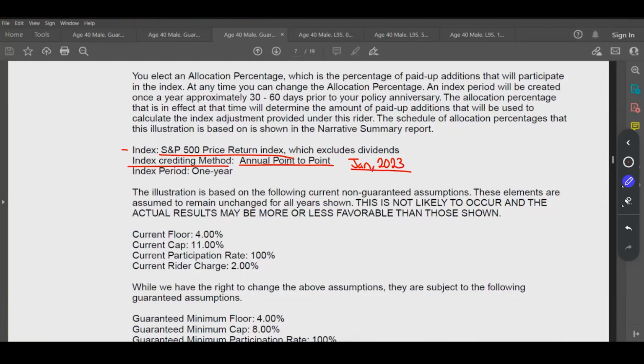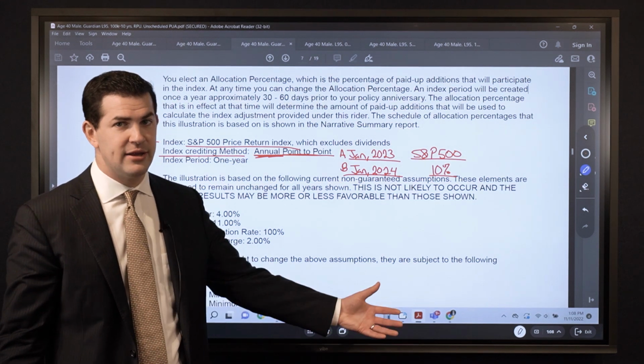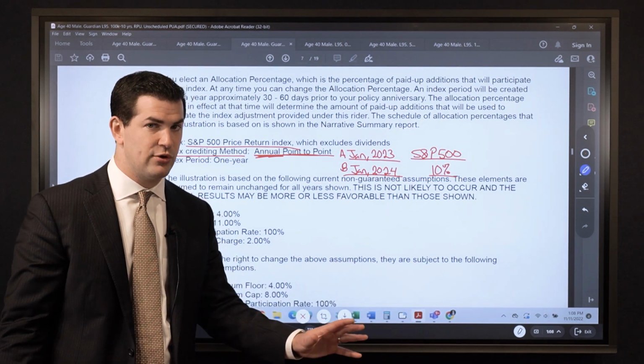What'll happen is the insurance company is going to look at what the S&P 500 value is in the month of January 2023. And then when the next year rolls around, 12 months later, January 2024, a full year, annual point to point, from point A to point B, how much was the increase? If the S&P 500 grew by, let's call it 10%, you would participate in the earnings of 10%. Now, I do want to emphasize that this is a gross rate, just like a dividend rate or a guaranteed rate is on your life insurance policy.